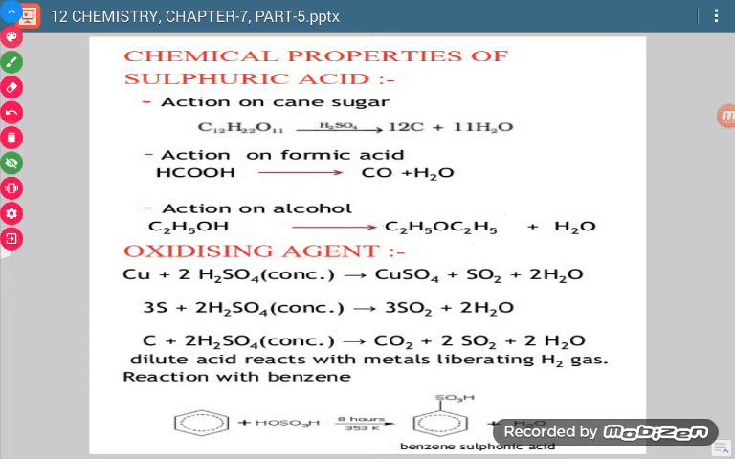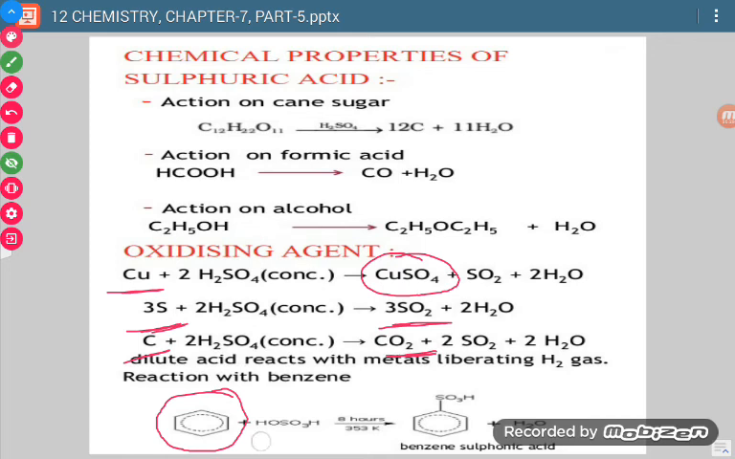Okay. Now it also shows oxidizing agent character. When it reacts with copper, it changes copper into Cu2 positive ion. When we say that there is formation of copper sulfate, it means Cu has changed into Cu2 positive. Similarly, sulfur changes to sulfur dioxide, carbon changes to carbon dioxide. When it reacts with benzene, this we are going to discuss in organic chemistry.